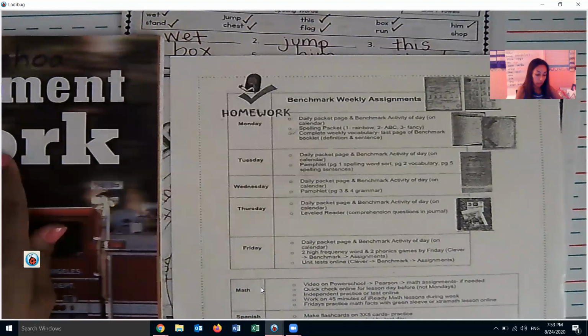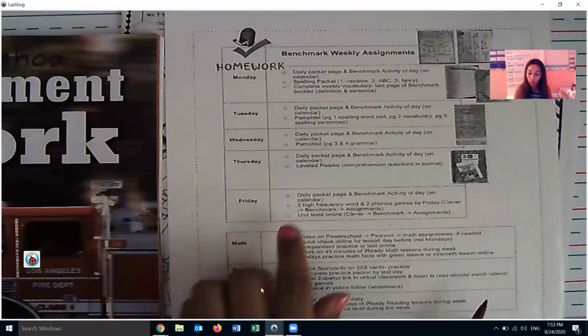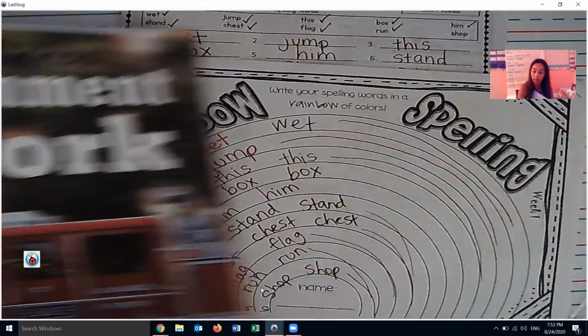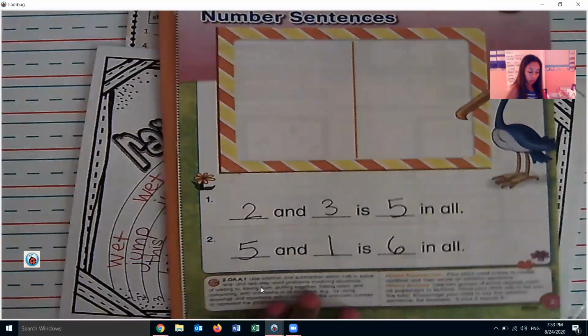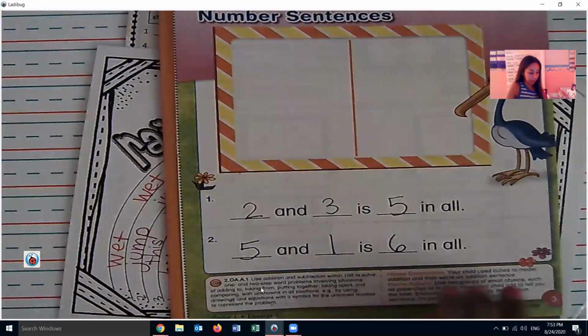We did our rainbow spelling, and we did the sentences to go with our definitions. The next piece is going to our math. So our math is this here. We did the example of 2 plus 3 is 5, 5 and 1, 5 plus 1 is 6.